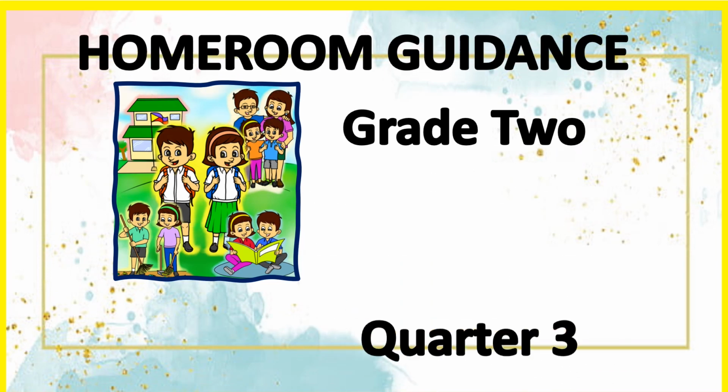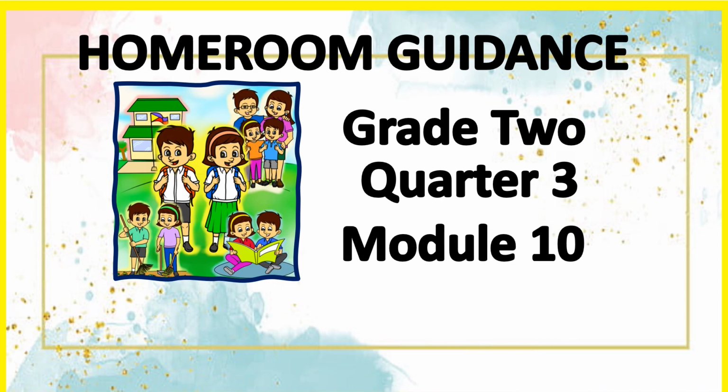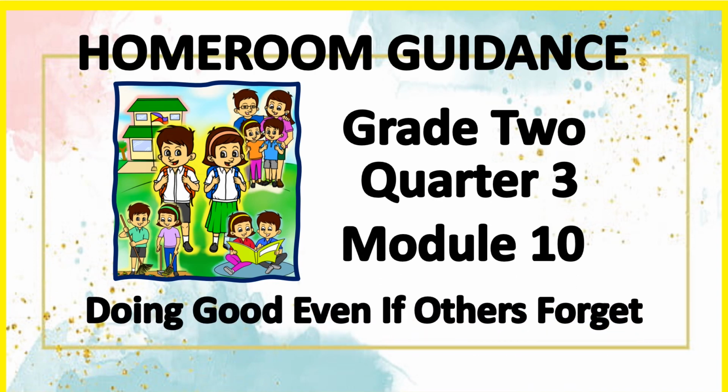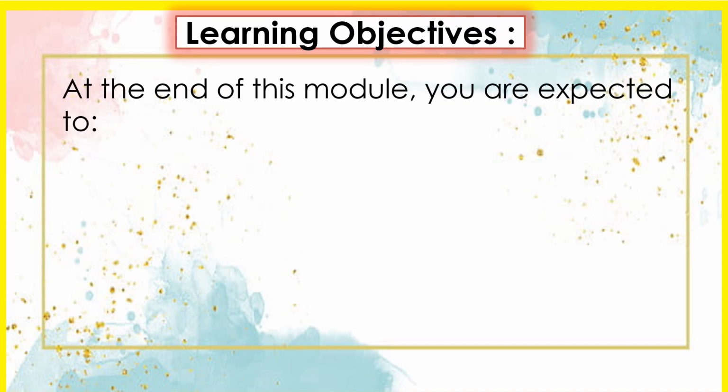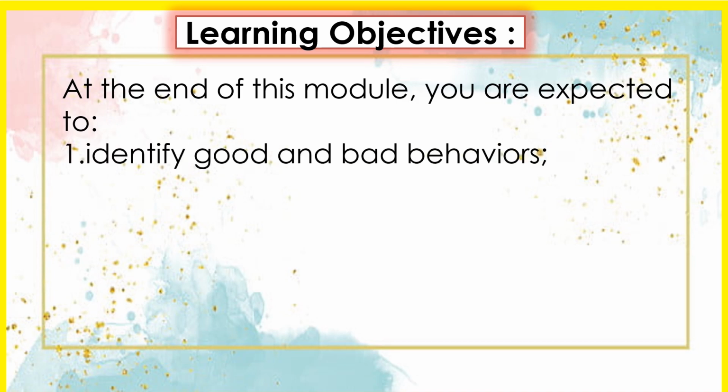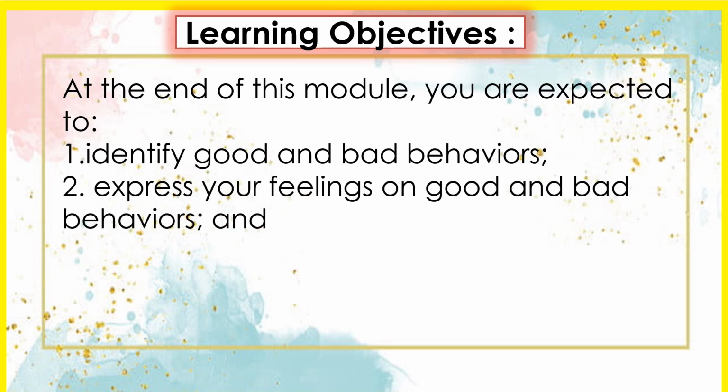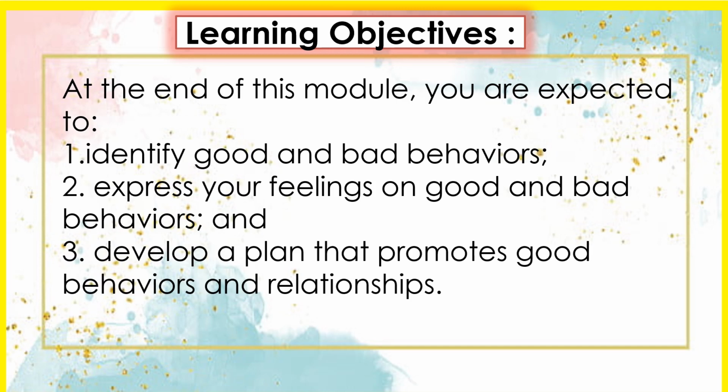Homeroom Guidance, Grade 2, Quarter 3, Module 10, Doing Good Even If Others Forget. Learning Objectives. At the end of this module, you are expected to: number 1, identify good and bad behaviors; 2, express your feelings on good and bad behaviors; and number 3, develop a plan that promotes good behaviors and relationships.